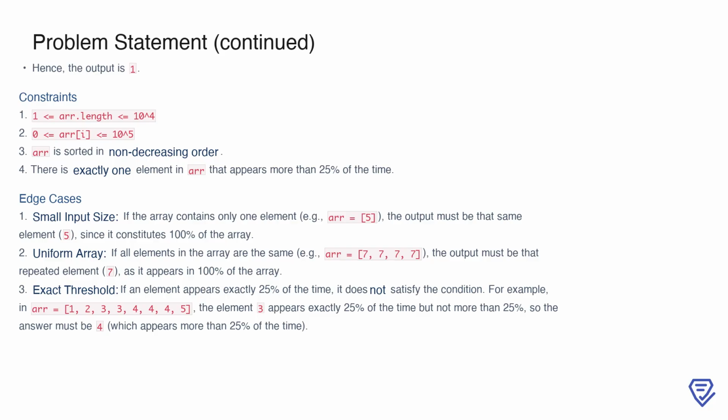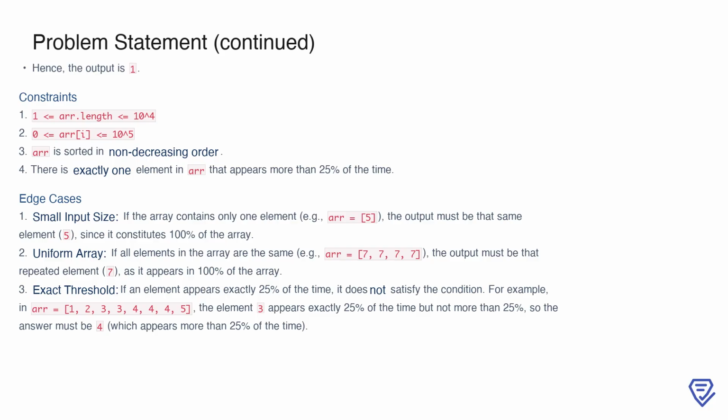Moving on, let's discuss the problem's constraints and edge cases. The array length, ARR length, can range from 1 to 10,000, and its elements lie between 0 and 100,000. Additionally, the array is always sorted in non-decreasing order, and exactly one element will meet the condition of appearing more than 25% of the time.